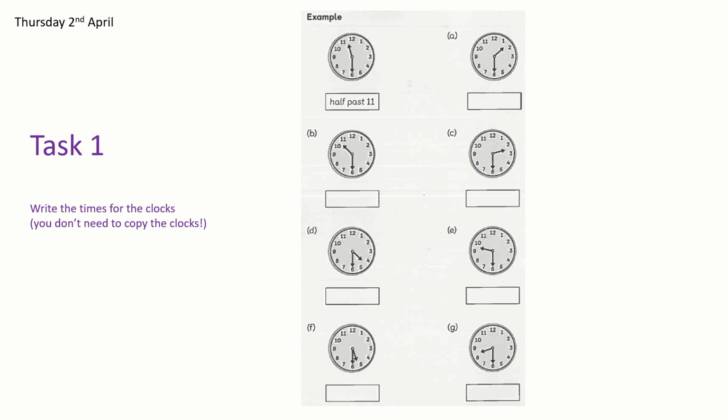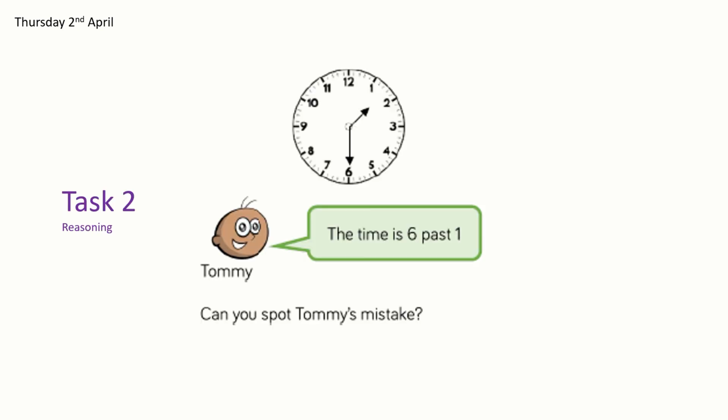Okay, well done, year 1. It's time for task 2. This is our reasoning task. This is our thinking task. Here's Tommy. Say hi, Tommy. And Tommy's made a bit of a mistake. He thinks it's 6 past 1. What? Why has he made that mistake? What has he done wrong? Have a think, talk about it, and write down what he has done wrong.